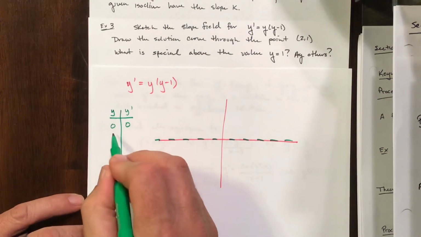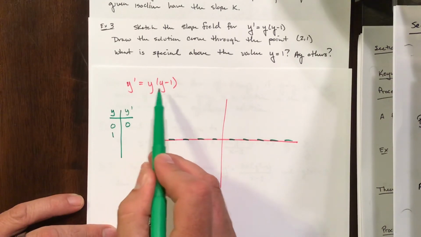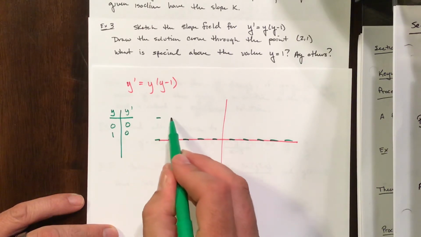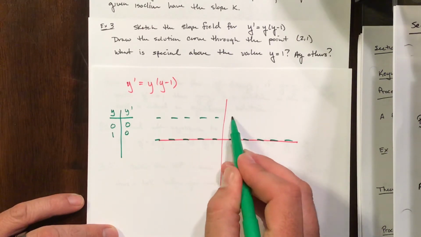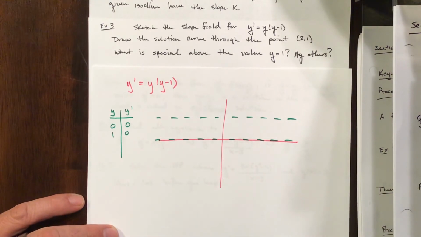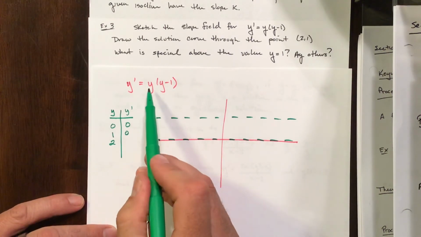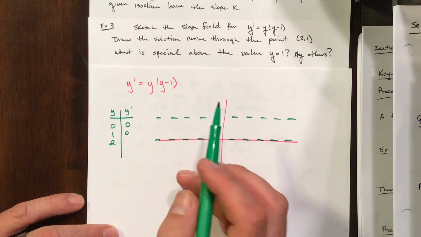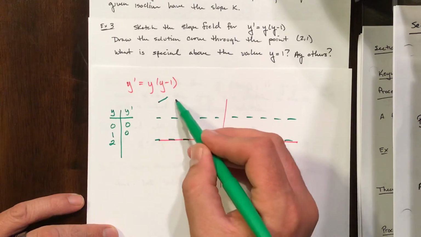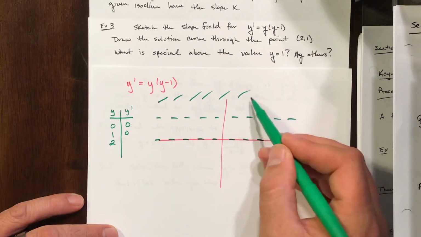That's neat. What about 1? At y equals 1, we have y prime equals 1 times 1 minus 1. It has a slope of 0. And again, that's independent of x because x doesn't play a role in the differential equation. What about when y is 2? Okay, if y is 2, then this is 2 times 2 minus 1, so that's 2. So the slope is always 2 when y is 2. Slope 2 at every x value.